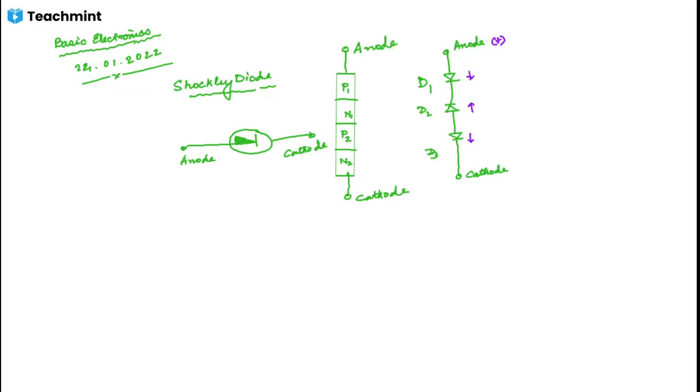Since D2 offers very high resistance, why? Because it is in reverse bias, that's why it will offer high resistance. So since D2 is in reverse bias, it offers high resistance, and the 3 diodes are in series, the Shockley diode presents a very high resistance.